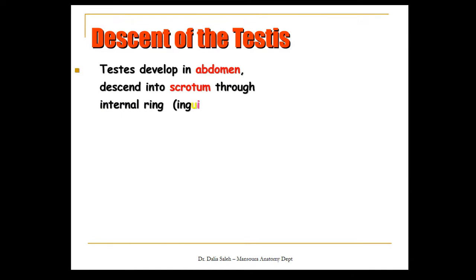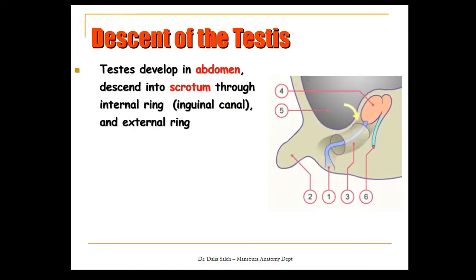Testes develop inside the abdomen and then descend into the scrotum through the inguinal canal. First, they have to pass through the deep ring and then through the inguinal canal itself and then get out of it through the external ring.